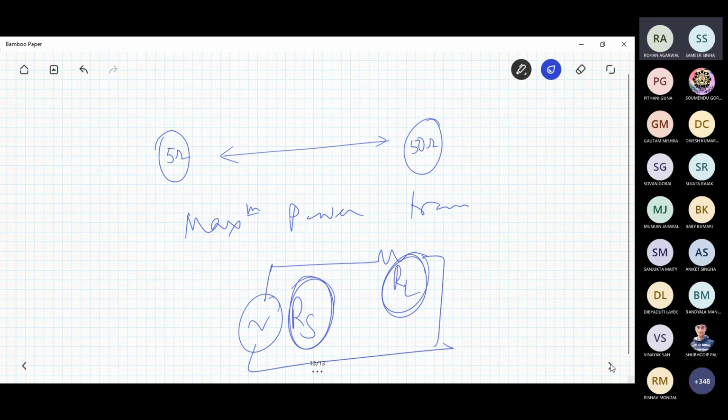Now, if the situation is like this, where your input is 5 ohm and output is 50 ohm, what do you have to do? You cannot simply connect a channel like this, because definitely power will be transferred, but it will not be at the maximum level.